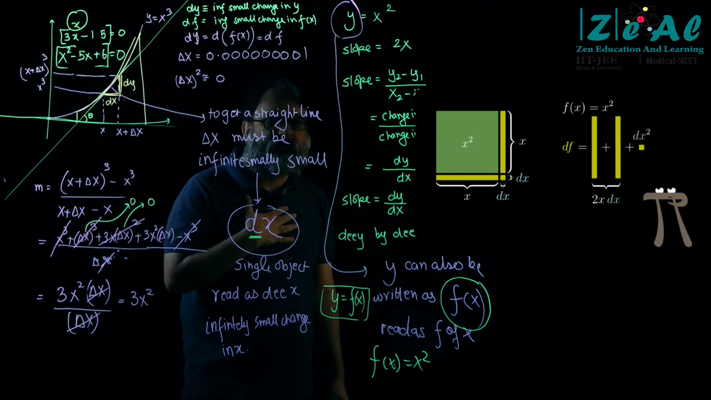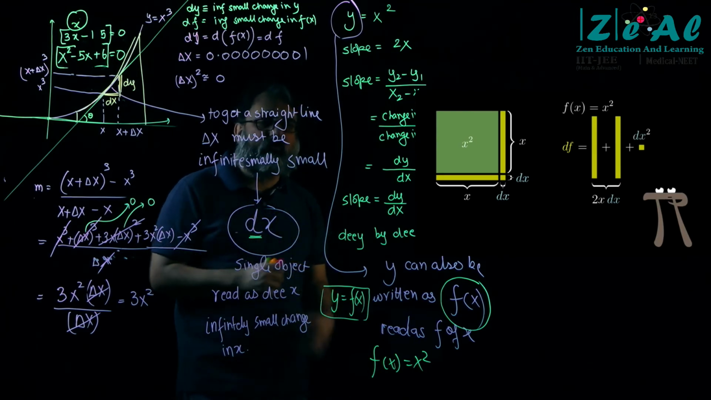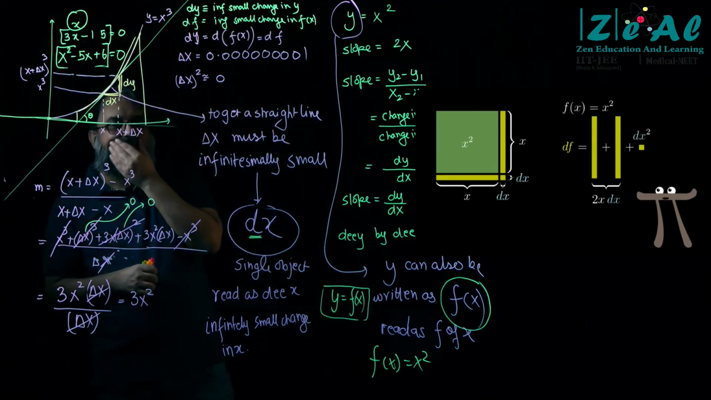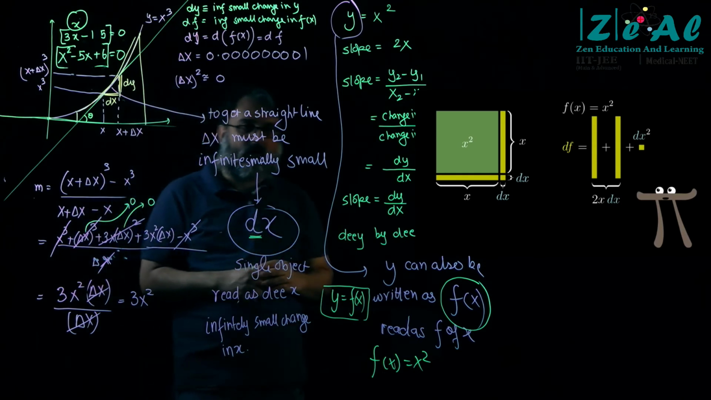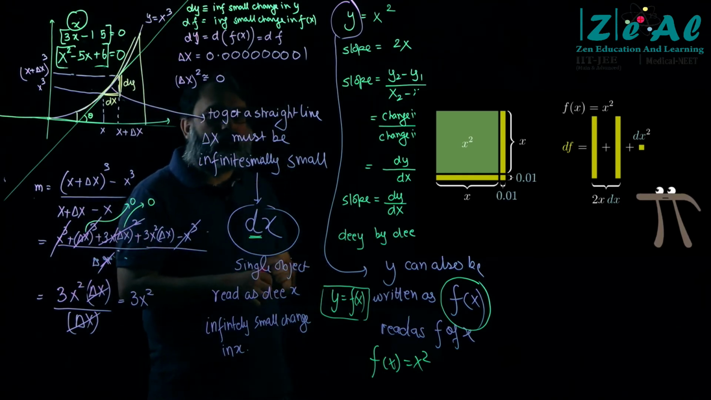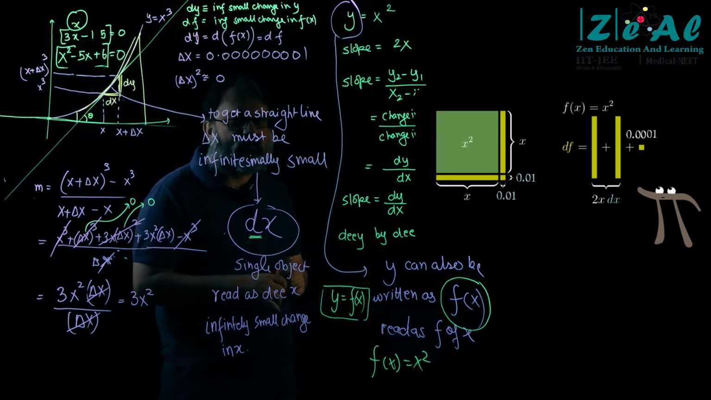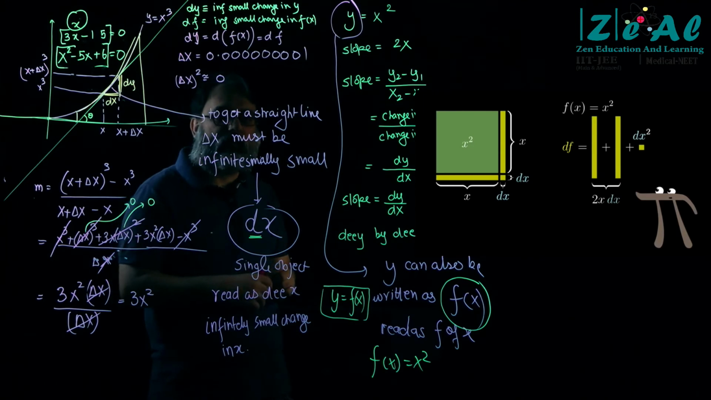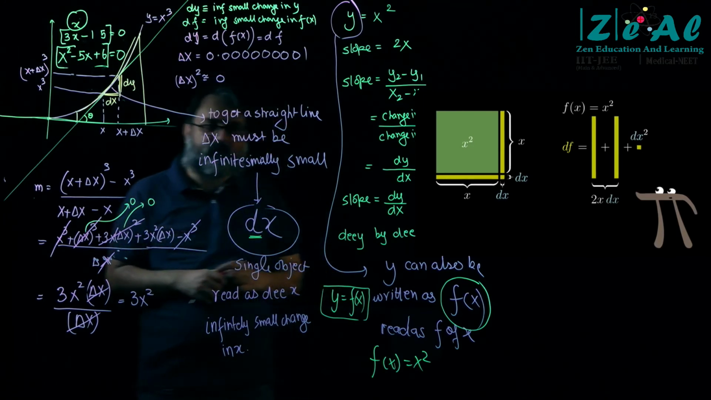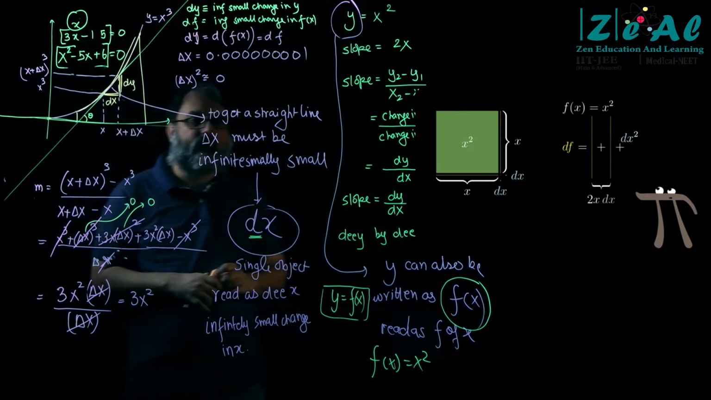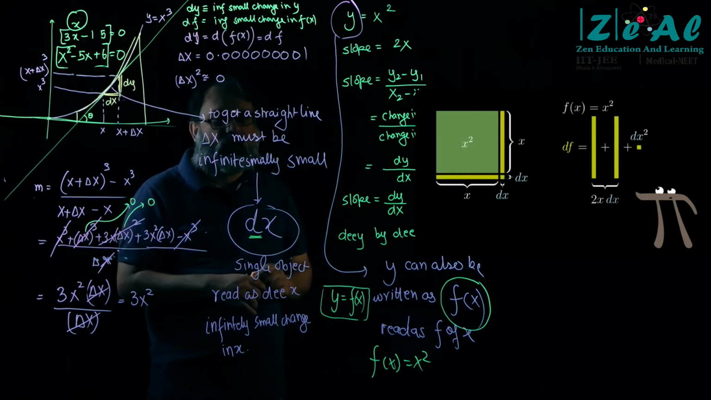Siddhant asks, if dx square is included, will it change the overall answer? No, it will not. I mean, if you start adding zeros to everything, it will not change the answer, right? Yes Prasu, dy equal to df, yes. In this video, dy equal to df, yes.